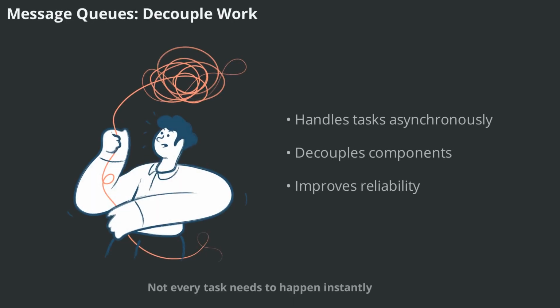Not every task needs to happen instantly. Message queues allow your system to handle work asynchronously. When a user uploads a file or places an order, the task can be placed in a queue and processed later by another component. This decouples producers from consumers, letting each work at its own pace. Message queues are perfect for background jobs, email sending, and long-running tasks. They absorb traffic spikes and improve reliability, as messages can be retried if a worker fails. With queues, sudden pressure becomes controlled processing.